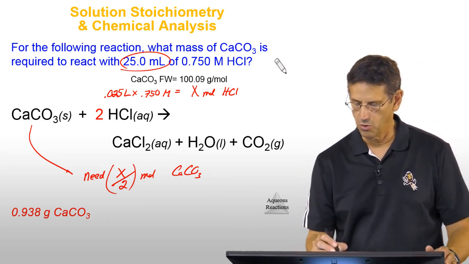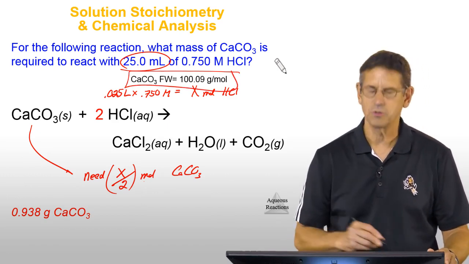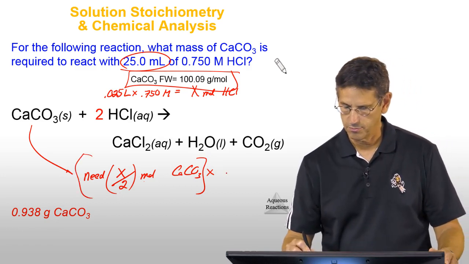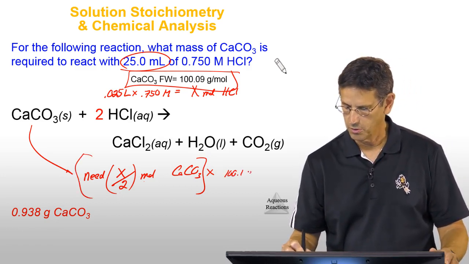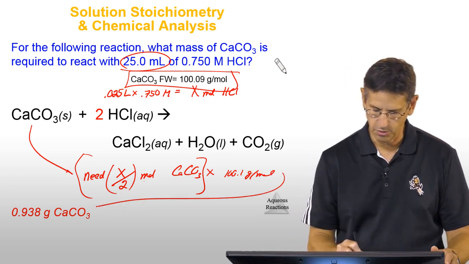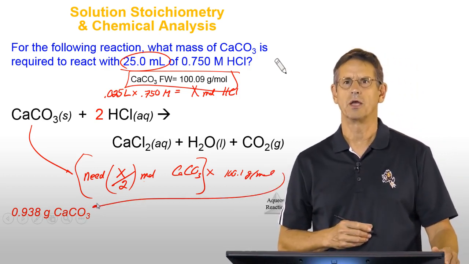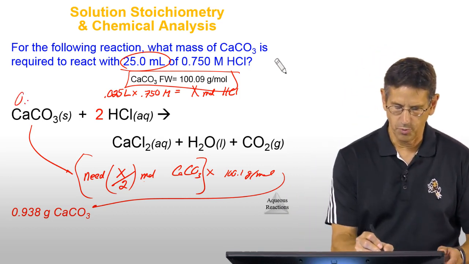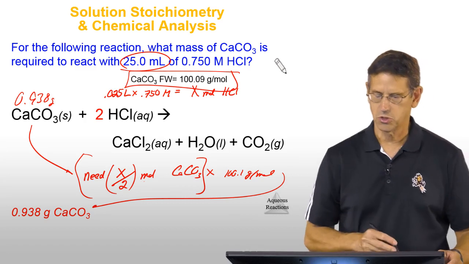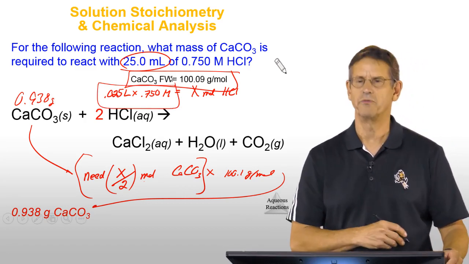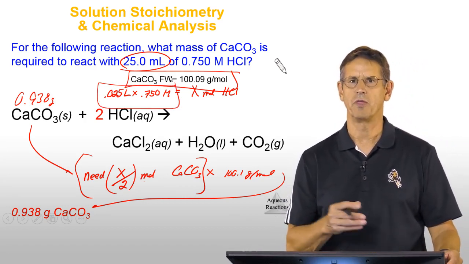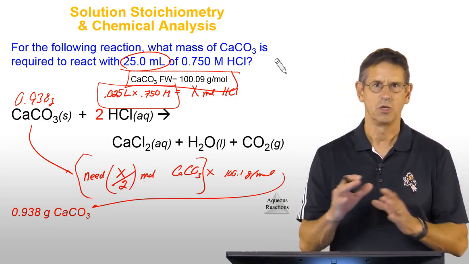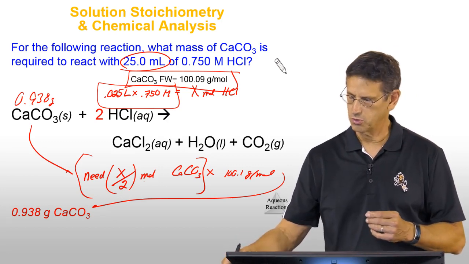Once we have the moles, we just multiply it times the molar mass. So this is going to be, put this in brackets, times 100.1 grams per mole. If you do that, you should get 0.938 grams of calcium carbonate. Let me just go through that one more time. We need 0.938 grams of this to react with 25 mL of that HCl solution. Remember, that's what we call stoichiometric, meaning that's the exact amount of those two things. We could have had excess, but we just posed the question this way.